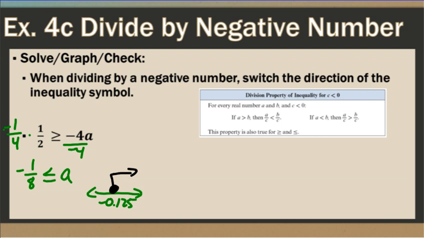So a number greater than negative 1/8 or negative 0.125, I'll choose a 1. So negative 1/2 has to be greater than or equal to negative 4 times negative 1. Here I made a mistake. It shouldn't be a negative 1, it should be a positive 1, because negative 1 is not greater than our decimal. So I have to have a positive 1. So negative 1/2 is greater than or equal to negative 4. So that would be our answer there.